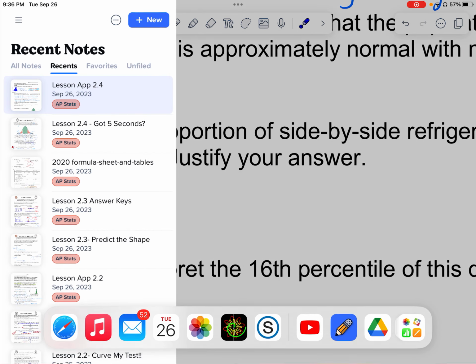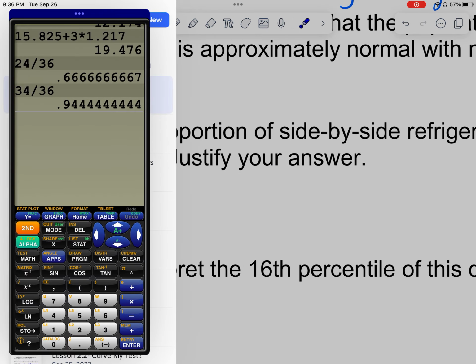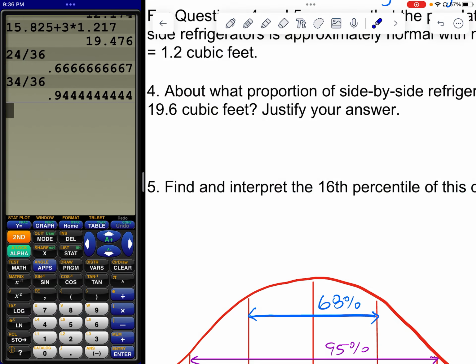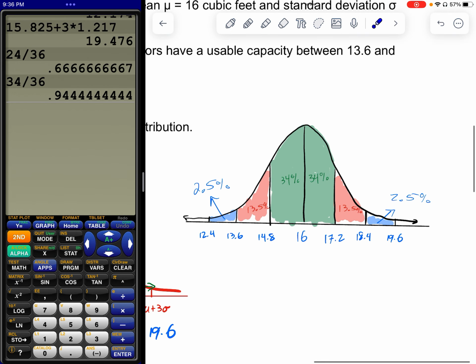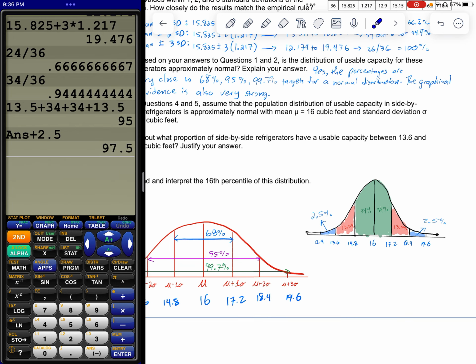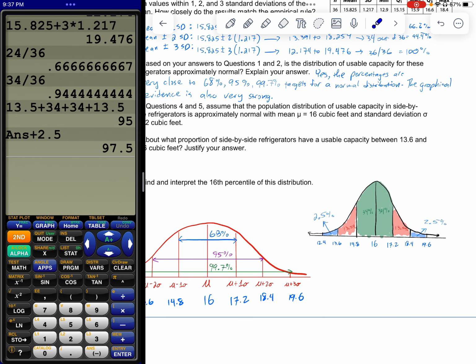Whoa, fine. Too much, too fast. That's what I wanted right there. Okay, so I wanted from here to here. So 13.5 plus 34 plus 34 plus 13.5. Well, hey, that's the 95%. If I stop right there, I could have known that, right? That's 2 standard deviations. That's 95%. And then I just add the 2.5 on. Oh, that's not so bad, huh? Ain't so bad.